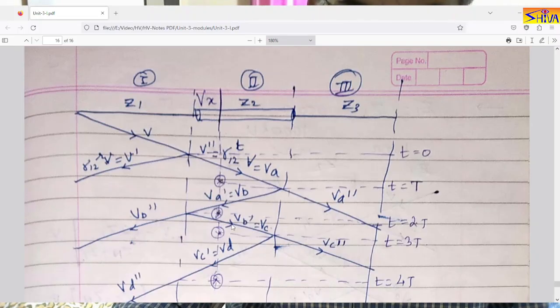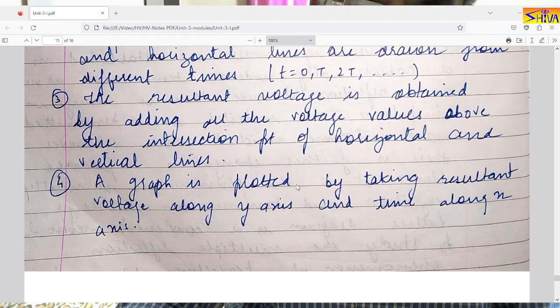This is voltage VC, that is the reflected wave VB dash, which will be given by VB multiplied by the reflection coefficient from medium 2 to 1. And in this way, there are reflections as well as transmissions. Now let us see how we can compute the voltage at any point due to multiple reflection and transmission.